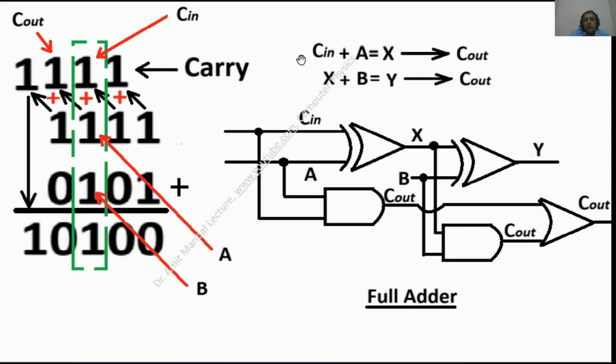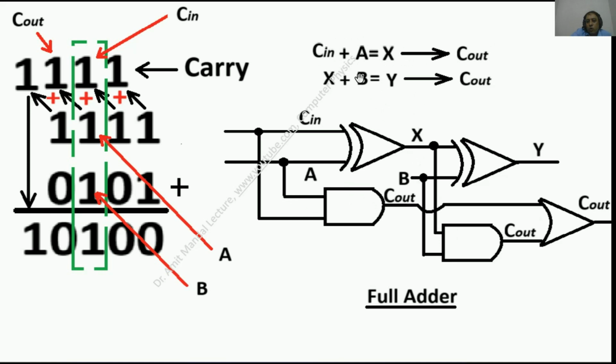Okay, now when the two numbers are added, C in carry in plus A, then this XOR gate is actually adding the two numbers, but the carry is developed when both are 1, means C in is 1 as well as A is 1. So when both are 1, then the carry is developed 1, so therefore we have an input to the AND gate, means the carry developed by this operation C in plus A.